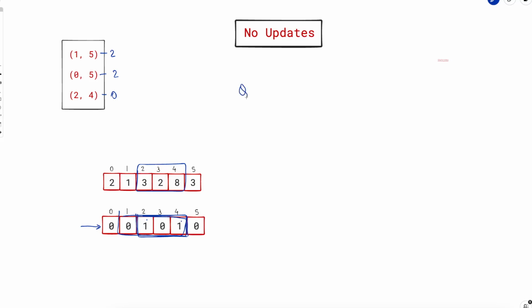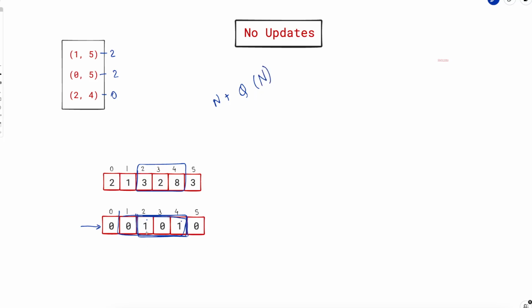For each query, first of all, you prepared this array beforehand, which will take order N time, right? After that, you are answering each of the queries, and for each query you are taking a sum in the range L plus 1 to R minus 1. If you do it naively, that will take order N time as well, right? So you haven't improved anything.